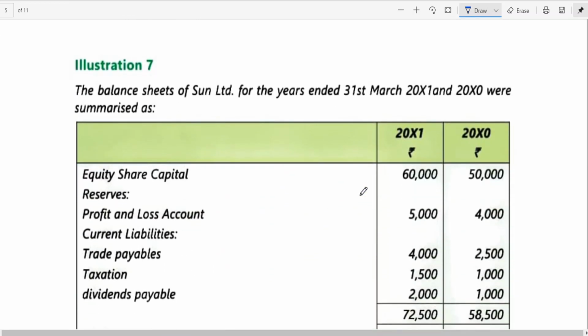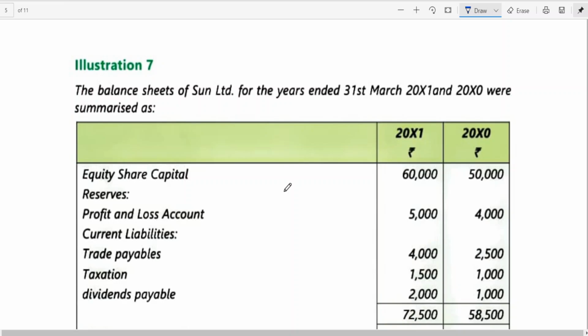Okay, so then let me take you to the next problem. Illustration 7. The balance sheet of Sun Limited for the years ended 31st March 2011 and 2010 were summarized as follows.